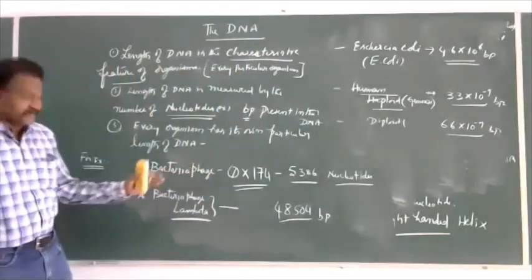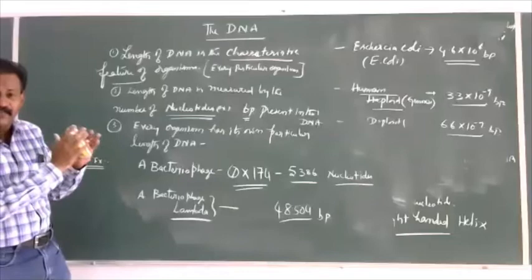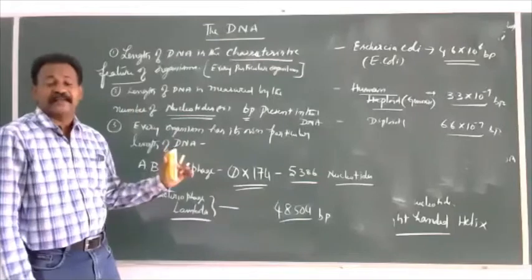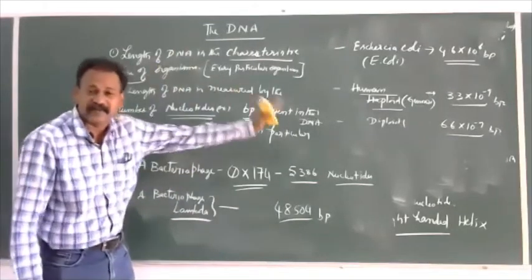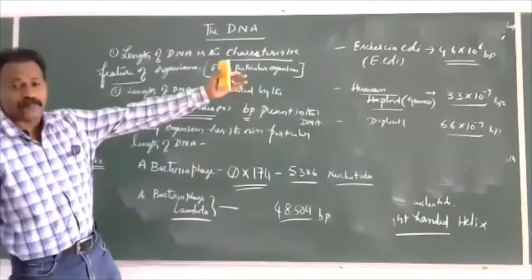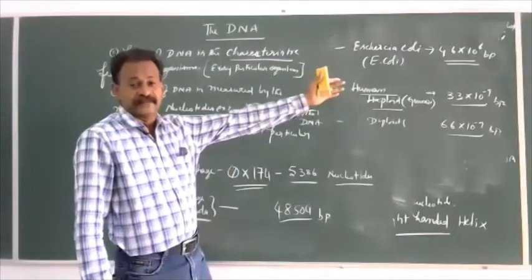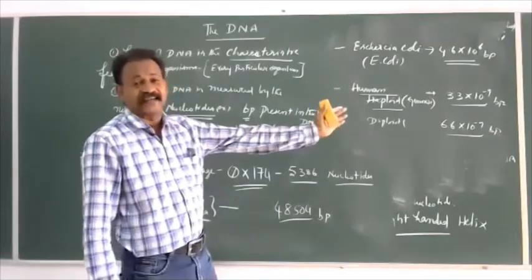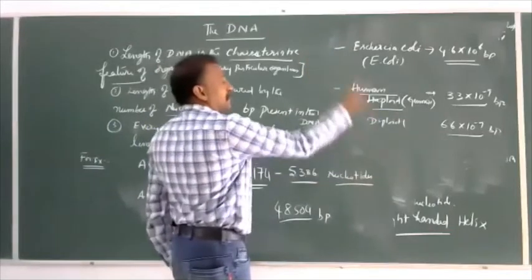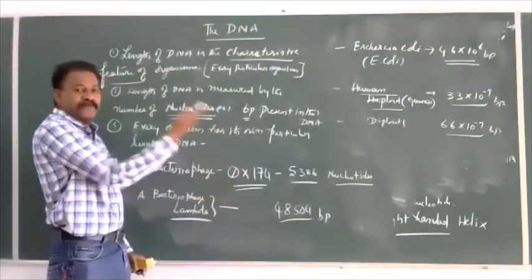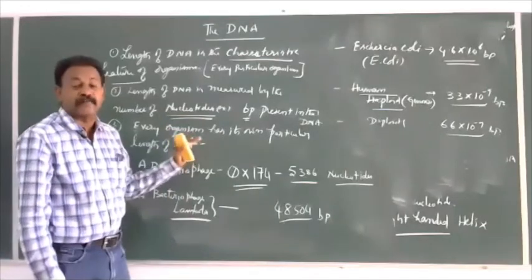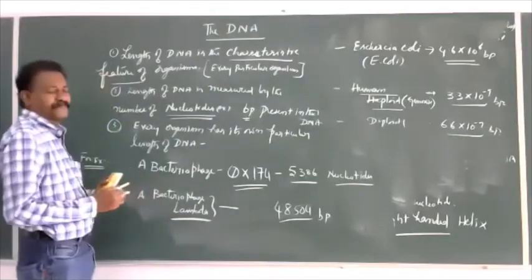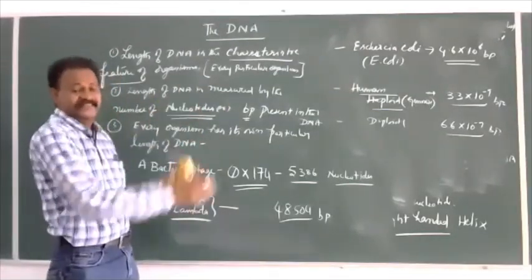So different organisms have a particular amount of DNA by length, and this DNA is a characteristic feature of that particular organism. The haploid DNA content of human cells, sperm or gamete, is 3.3 x 10^9. Diploid content is double, so this is the total amount of DNA. The length of the DNA can be measured by the number of nucleotides or number of base pairs present in that.